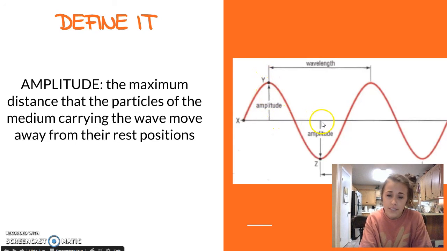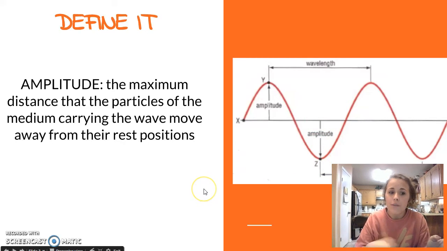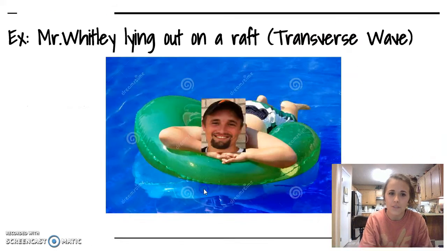If we move a little bit farther down from the rest position, we have the rest position right here, and then down below we have an example of a trough, which is the lowest part of a wave. So from the rest position to the trough, which is represented by the letter Z, we have another example of amplitude. Now we're going to move on to a real life example of amplitude.